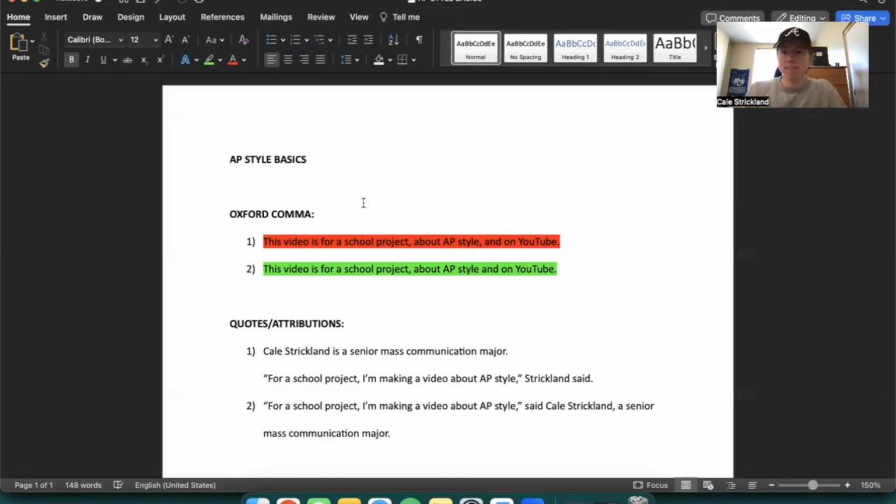Maybe you don't want to be a traditional journalist or reporter. Maybe you want to be like me and write about your favorite movies, books, and music for your school newspaper. Either way, chances are if you're writing for print, you're going to have to use AP style. So, here are a few of the basics.